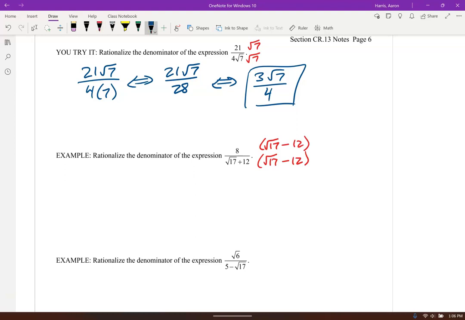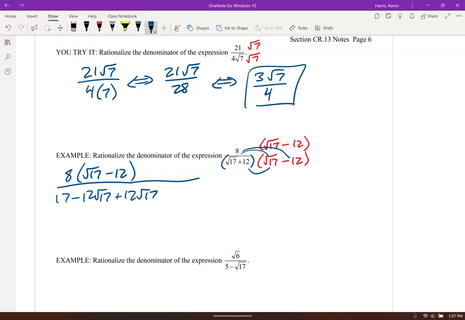If I do it to the bottom, I got to do it to the top. So what I have is 8 times square root of 17 minus 12. It's the conjugate at the bottom. And then look what happens with my denominator when I multiply this. Square root of 17 times square root of 17 is 17. And then I have a minus 12 root 17. And then I have a plus 12 root 17. And then I have a 12 times a negative 12, minus 144.